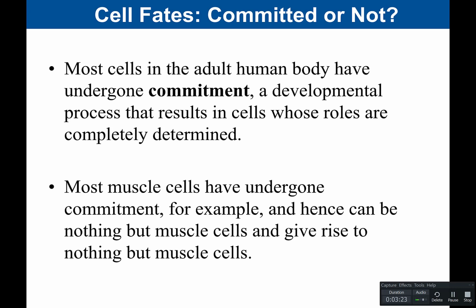Most cells in the adult human body have undergone what is called commitment. And commitment is a developmental process that results in cells whose roles are completely determined. And what that means is that those cells will only give rise to that particular cell type. So most muscle cells have undergone commitment, for example, and hence can be nothing but muscle cells and give rise to nothing but muscle cells. So those cells are committed, they are differentiated, they are committed to be a particular type, and they are not going to give rise to any other cell type.